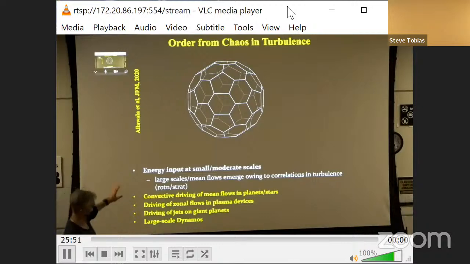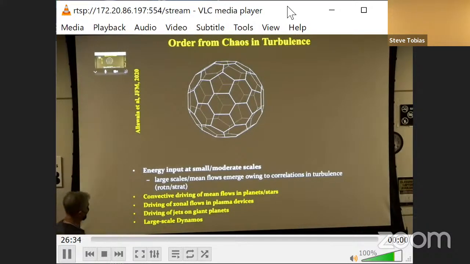Pretty much all of the motivations that I showed you were in this category. The convective driving of mean flows in planets and stars, we think we're getting turbulent convection, and then the zonal flow emerges. The driving of zonal flows in plasma devices, the driving of jets on giant planets. And if everything I just said about flows you apply to magnetic fields, I could inject energy into small scale magnetic fields, but because of rotation, that could build up the large scale magnetic field. That's the kind of thing that happens with the solar cycle, this large scale systematic mode.